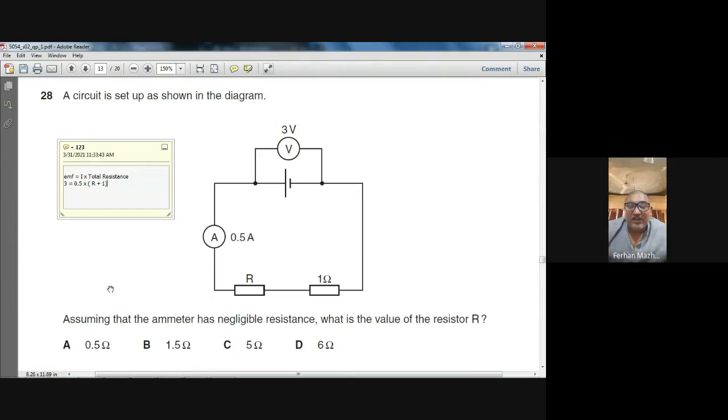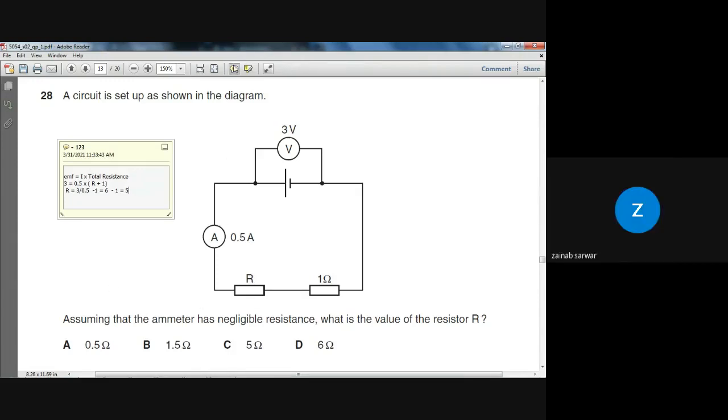So if I want the value of R, R will be equal to 3 divided by 0.5 minus 1. So this will be 6, and then you will have minus 1, which is 5. So this R value will be 5. A C. value of R will be 5, I think.